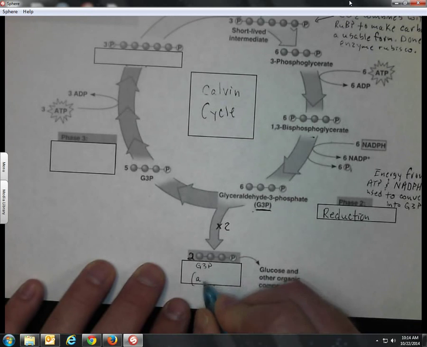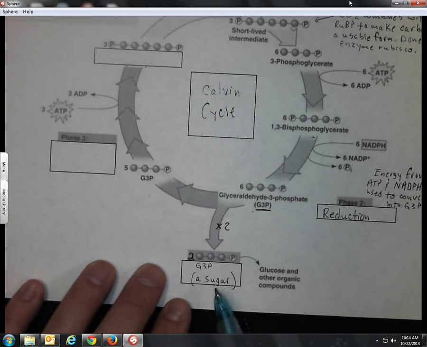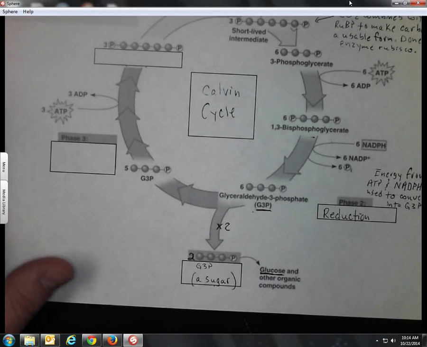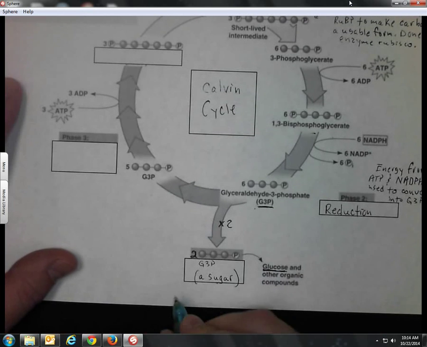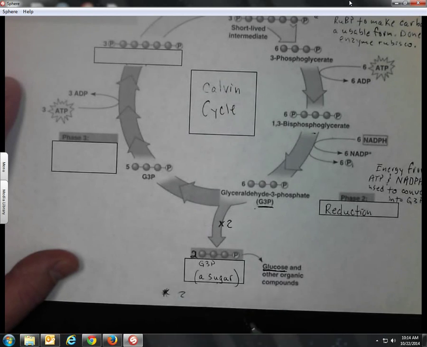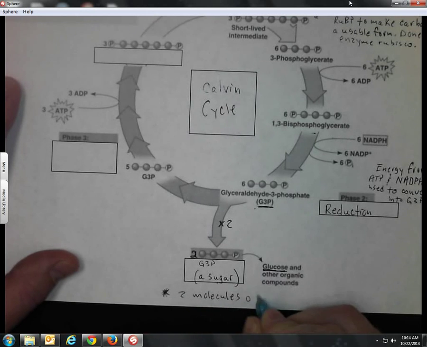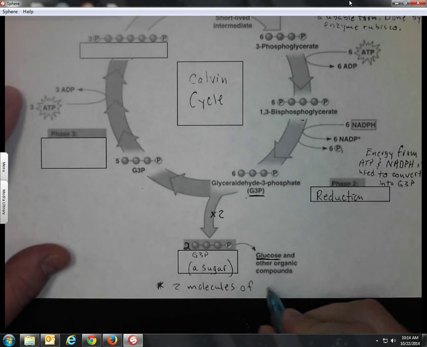And actually it's going to be two, put a little note down here, we'll put an asterisk, 2 molecules of G3P are going to combine to make glucose. And that's the end product this is looking for, this glucose.